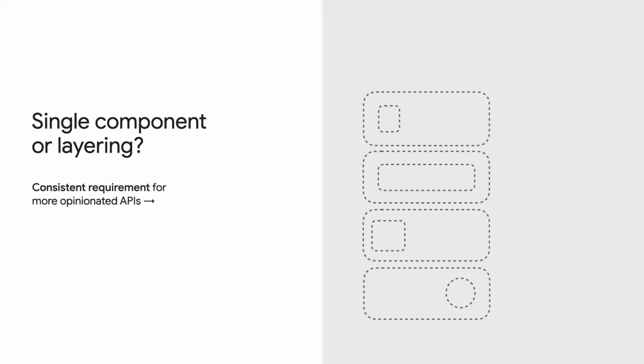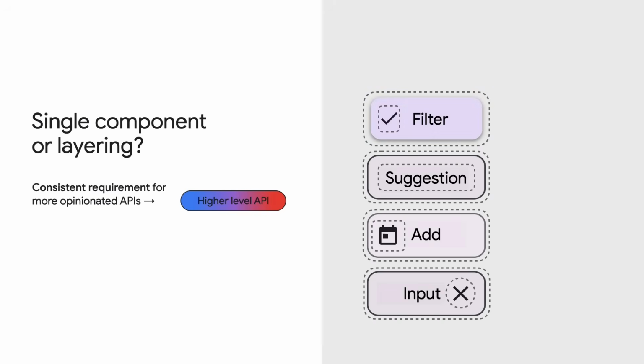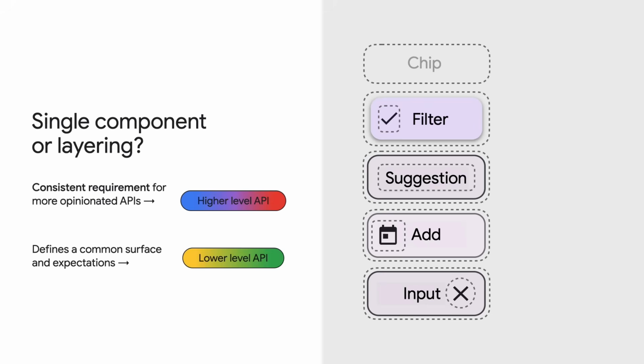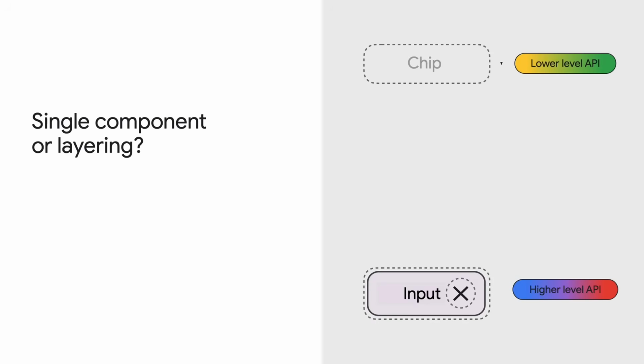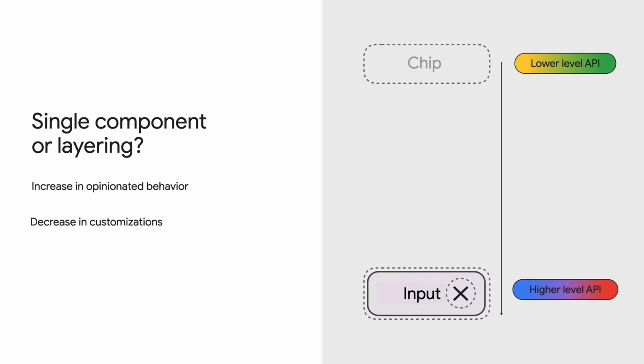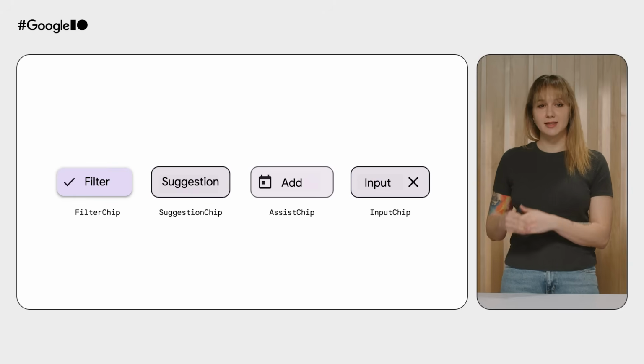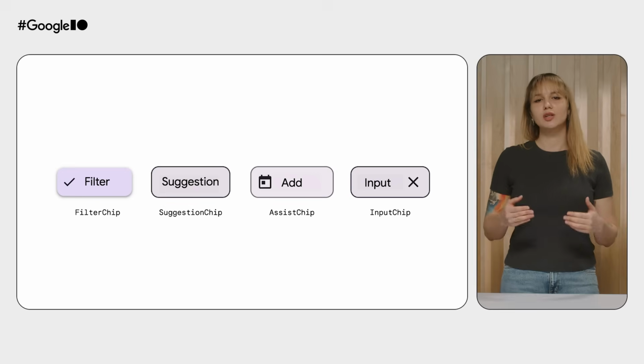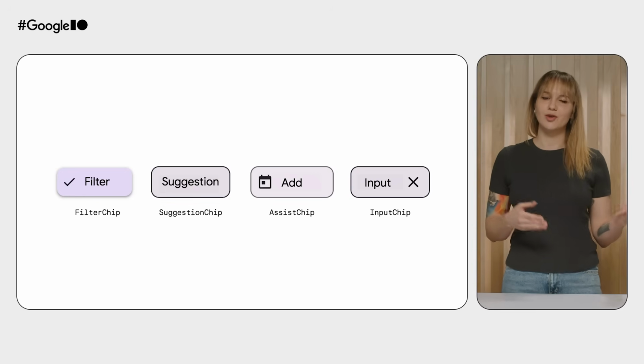If your app designs have a consistent requirement for more opinionated but somewhat similar variations of a component, it's a good signal to build new components as layers on top. Layered, higher-level APIs like these are more constrained and provide specific behavior and defaults and fewer customization options. Layers are usually built on top of extracted lower-level components, like a generic chip, which define a common surface and expectations for all layers. Simpler, lower-level components like this should be more open for customizations. This means that when going from lower-level to higher-level APIs, there is an increase in opinionated behavior and reduction of open customizations. And that's how we opted for new layers of suggestion, assist, and input chips. Layering decisions are closely coupled with design requirements, so make an informed choice where to draw the line.